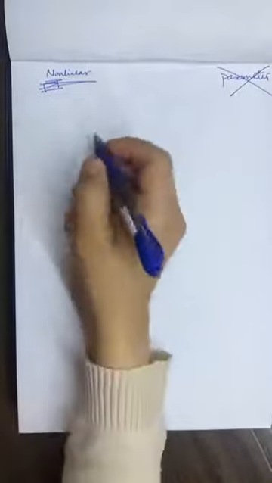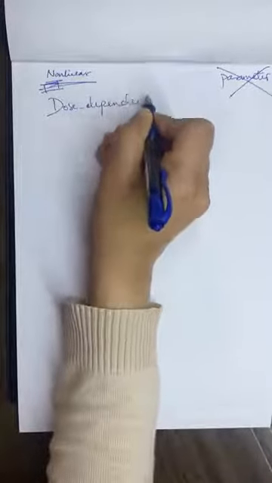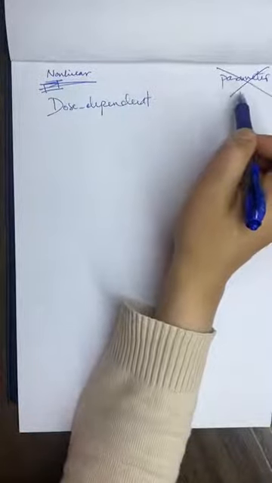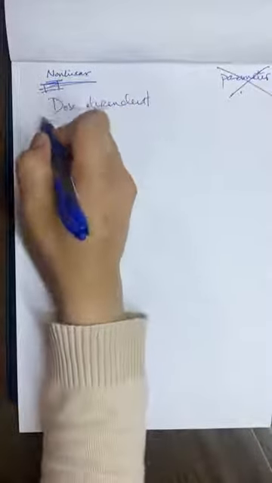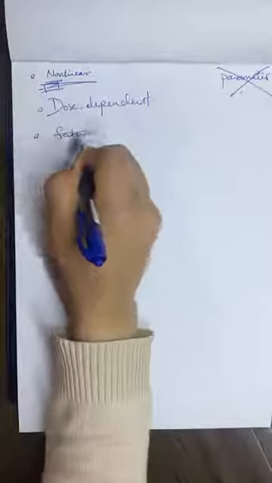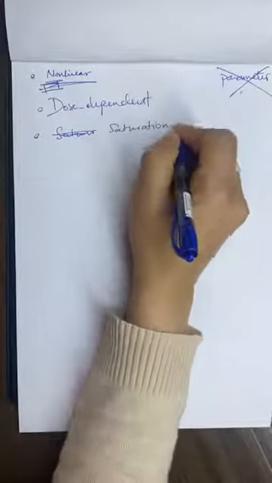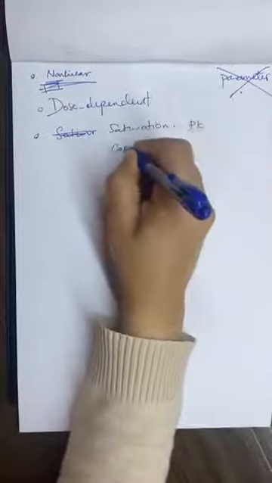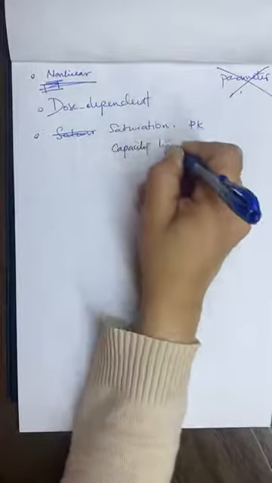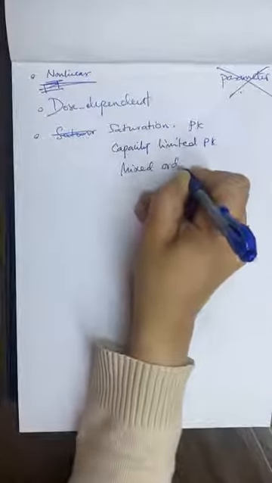That's why we call it nonlinear kinetic, and sometimes we call it dose dependent kinetic because the parameters that we already know are changing with changing the dose. In addition to that, we call it saturation or saturable kinetic. We have capacity limited kinetic or mixed order kinetic.